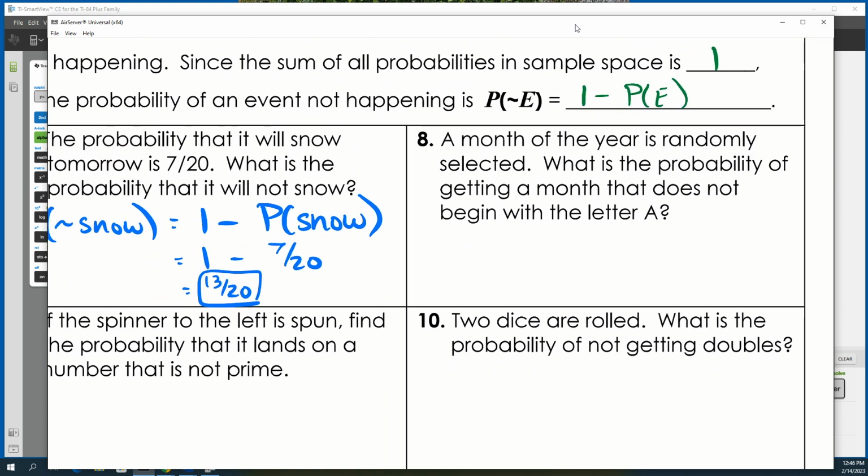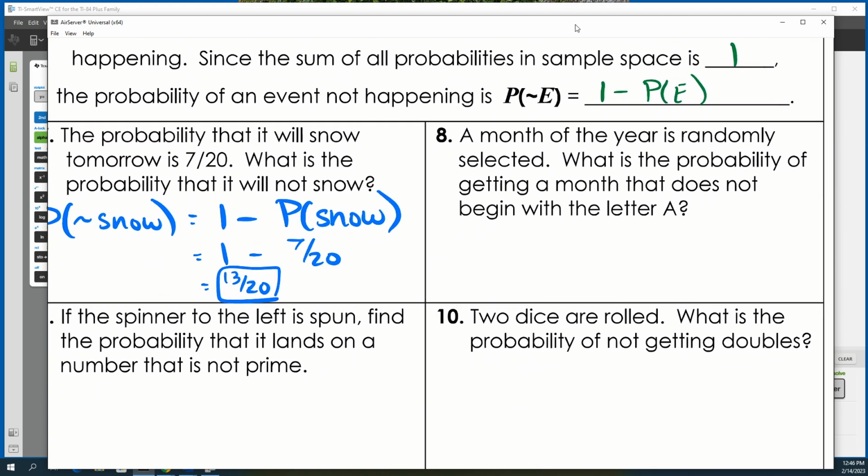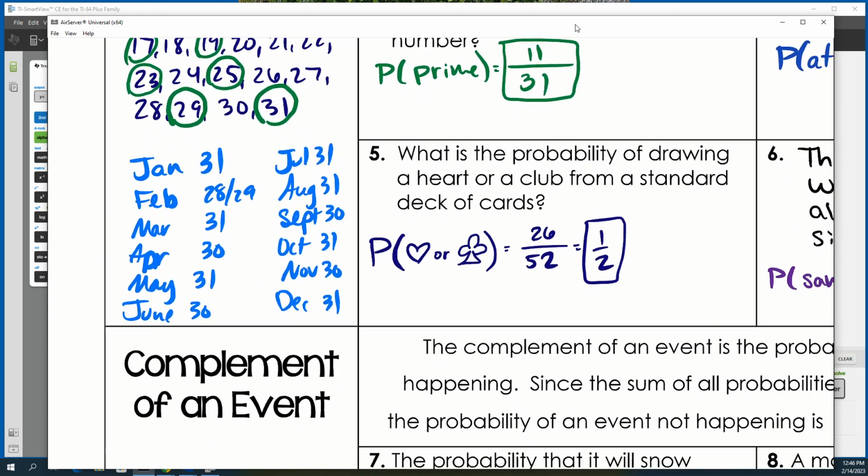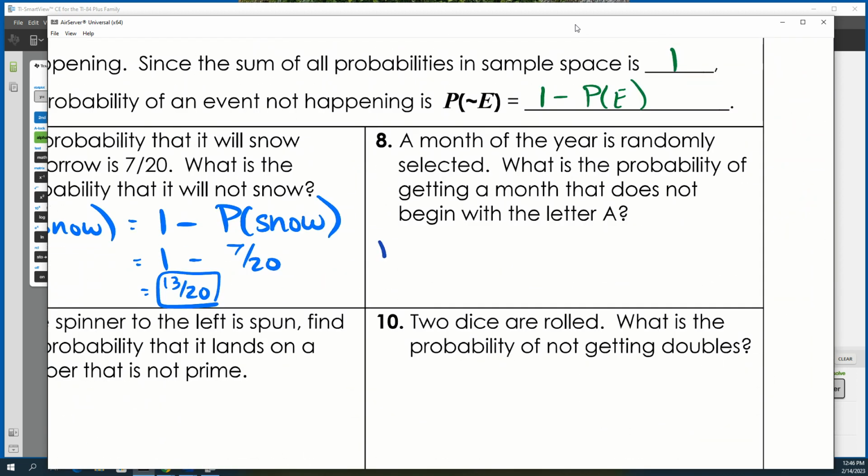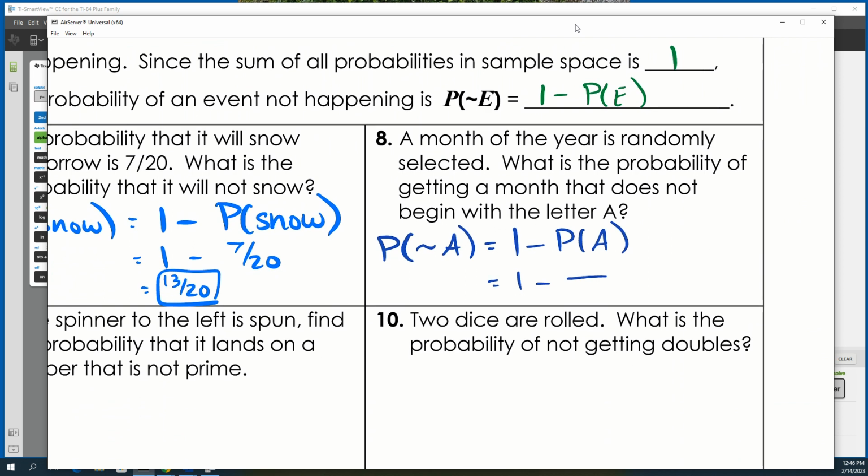And then number 8, a month of the year is randomly selected. Well, luckily we just listed all the months of the year. What is the probability of getting a month that does not start with the letter A? So we're going to do 1 minus the probability that the month does start with the letter A. How many months start with the letter A? 2 out of 12. All right, and then you can just let your calculator do that, and you get 5/6 is that probability.